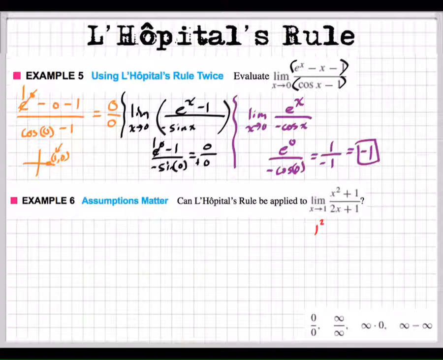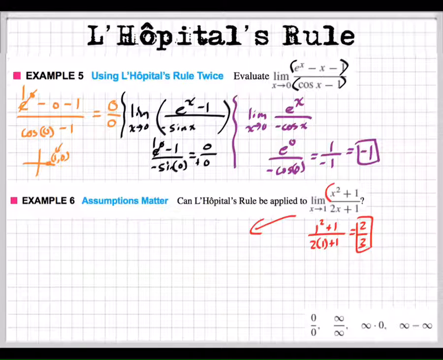We have 1 raised to the second power plus the 1. We have 2 times 1, add the 1 again. On the top I get a 2, on the bottom I get a 3. Do we have an indeterminate form? No. This is our answer. But the question says, can we use L'Hopital's rule? Well, let's try it just for the hey of it.